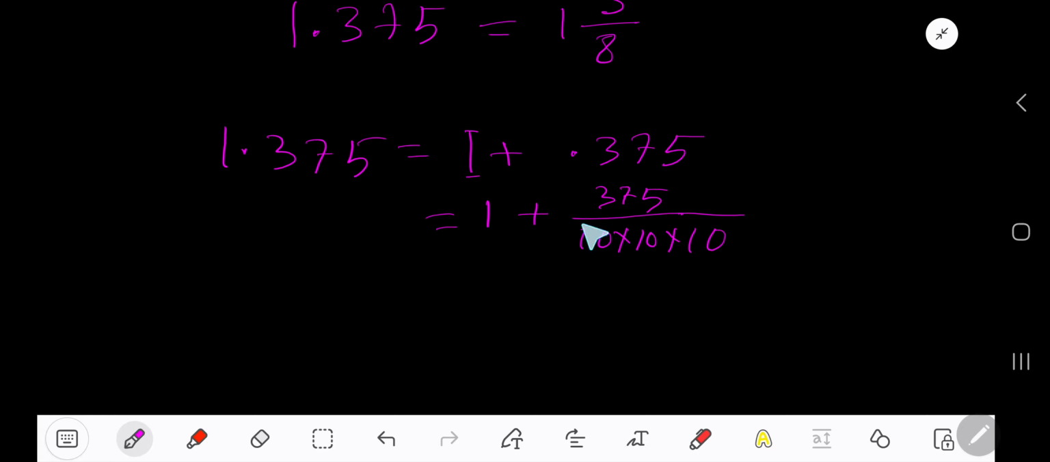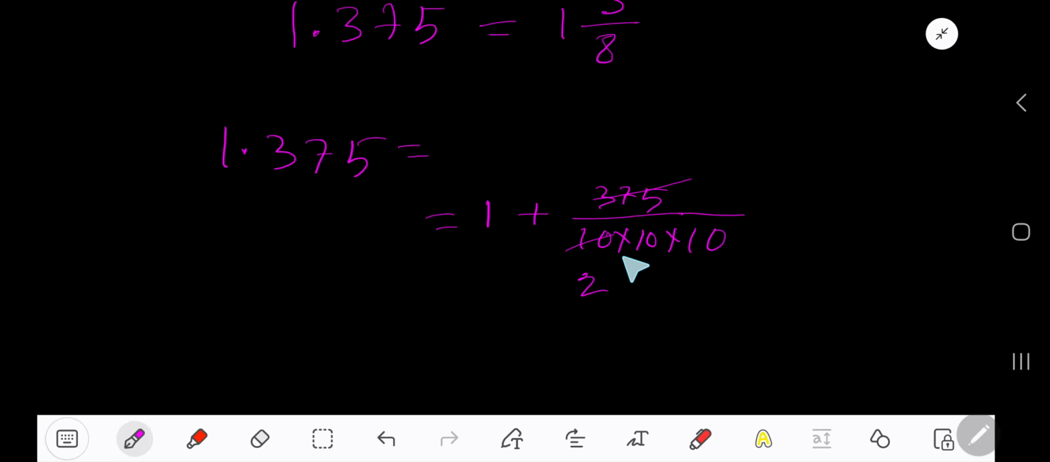Now, simplify this fraction. How to do that? If you want to simplify this fraction in one step, then you need to divide the numerator and denominator by the greatest common factor or greatest common divisor. But if you want to simplify this fraction in multiple steps, then you need to divide the numerator and denominator by a common factor. Here this is divisible by 5 and this is divisible by 5, so 5 is a common factor. The numerator is divisible by 5 because the last digit is 5, and the denominator is divisible by 5 because the last digit is 0.